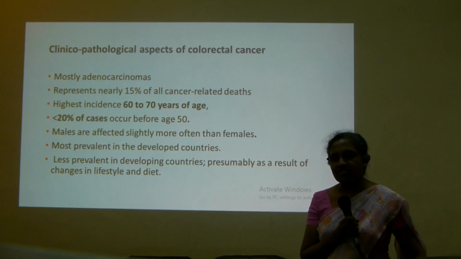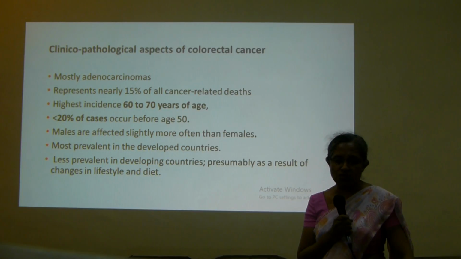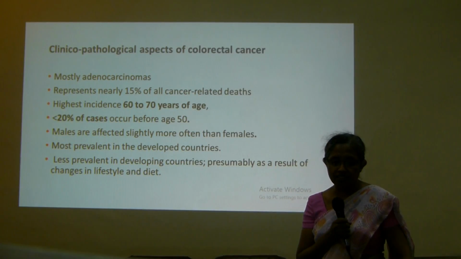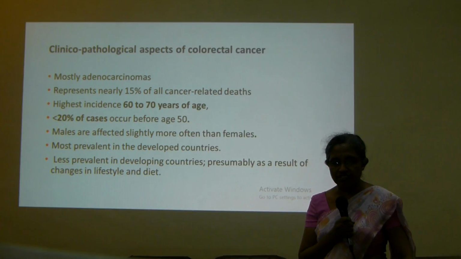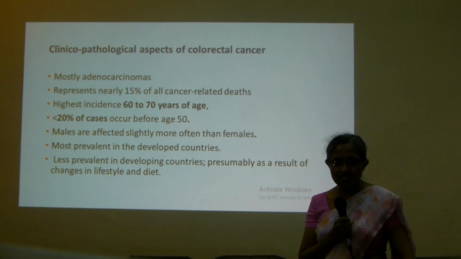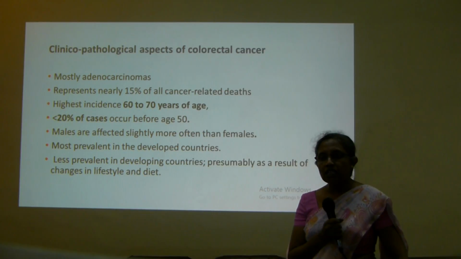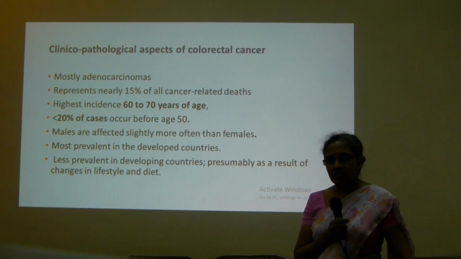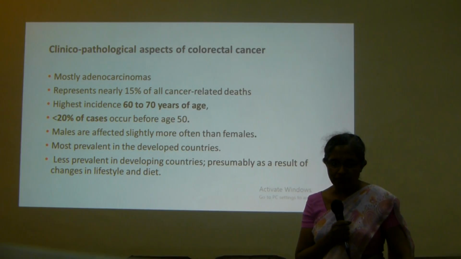So what is colorectal cancer? Colorectal cancers are mostly adenocarcinomas, and it represents about 15% of cancer-related deaths in Western countries like the United Kingdom and the United States of America. But the incidence is low in Asian countries like ours, and the peak age of presentation is generally between 60 and 70 years, and less than 20% will present when they are less than 50 years of age. Often the males are affected and less frequently the females.